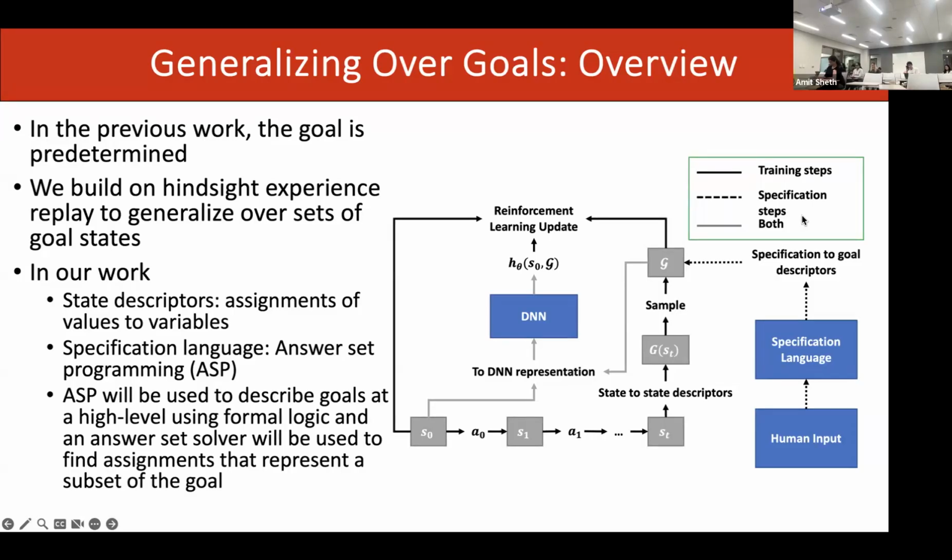And then later on, we also are going to assume that we can use some specification language, whatever this is. It can be formal logic, it can be natural language. But as long as we can translate that to our goal descriptors, we should be able to find paths.